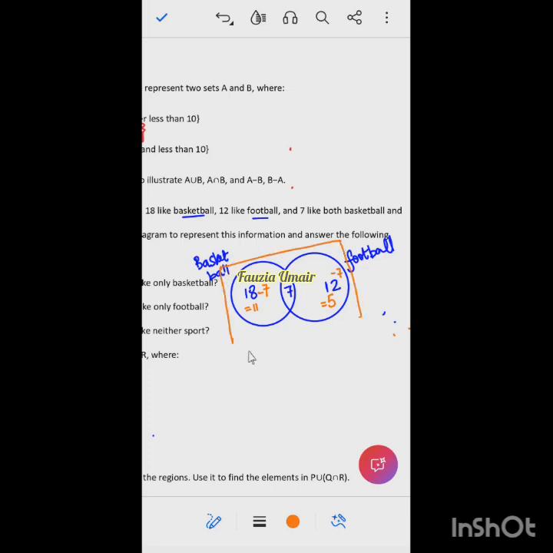But 7 are counted two times. No, it is not two times, it is only one student. If Hashim likes to play basketball and football, Hashim is one student. It's not like there are two students, but in both categories the same child will be counted.